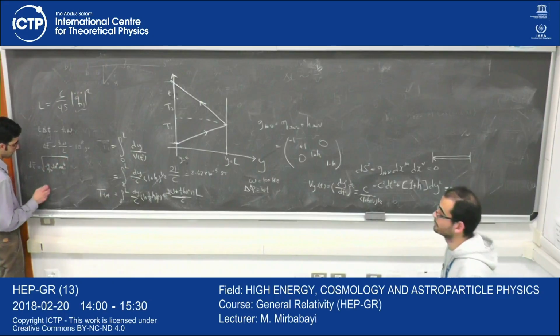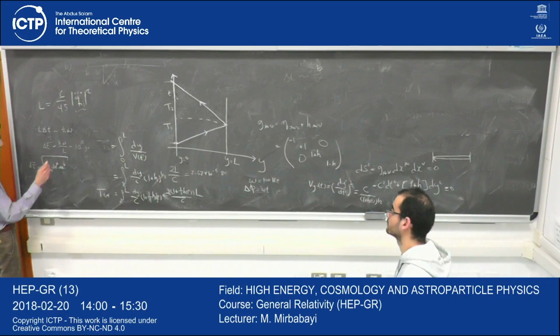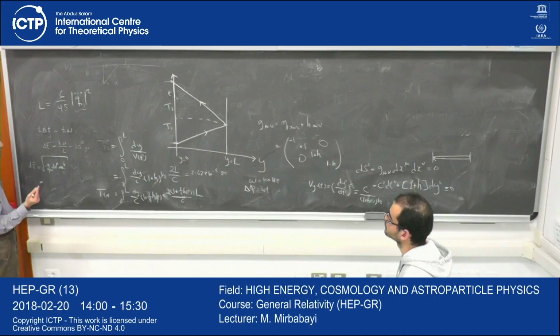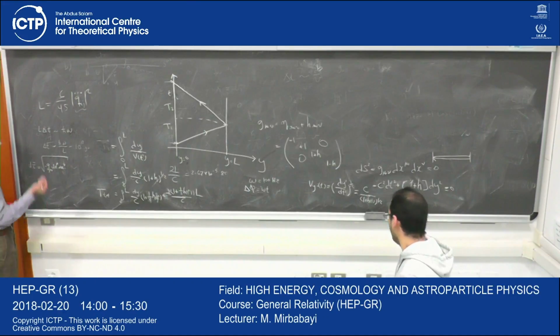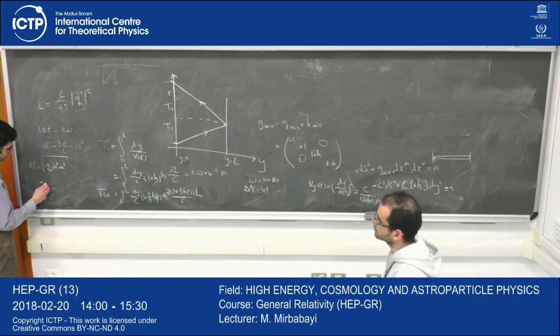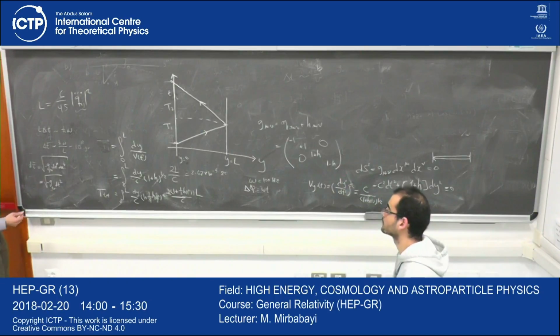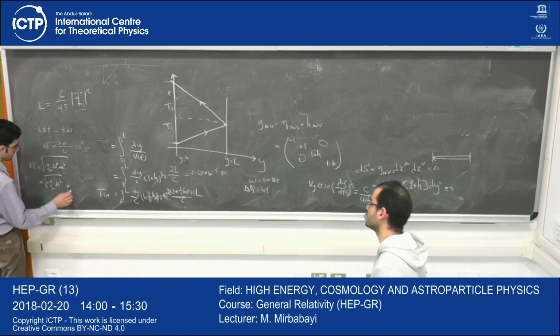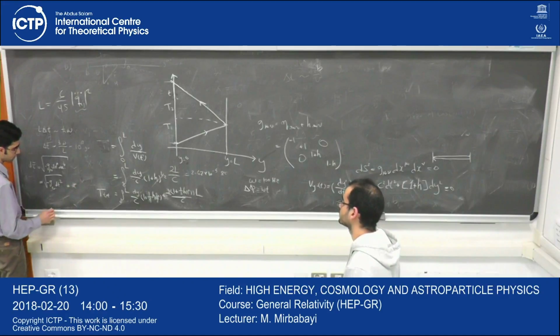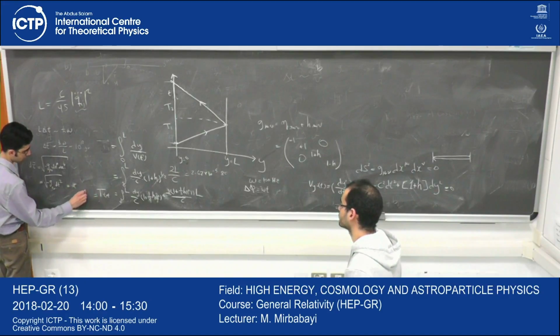Now we have a trajectory which is at constant y. It just moves in t direction. So this reduces to minus g00 dt squared. But g00 is just minus 1 for all gravitational waves in this gauge. So this tau is just dt, and therefore this is also delta tau total.